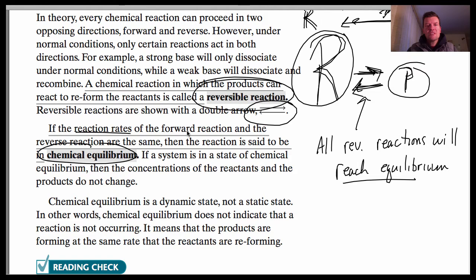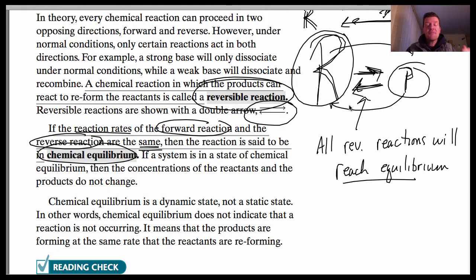The reaction rates of the forward reaction and the reverse reaction are the same. Let me repeat that. It is the reaction rates that are the same. Once you've reached equilibrium, when reactants turn into products, the same amount of products are turning back into reactants. Somebody leaves the room, somebody comes back into the room. You have an equal number leaving as an equal number coming in.